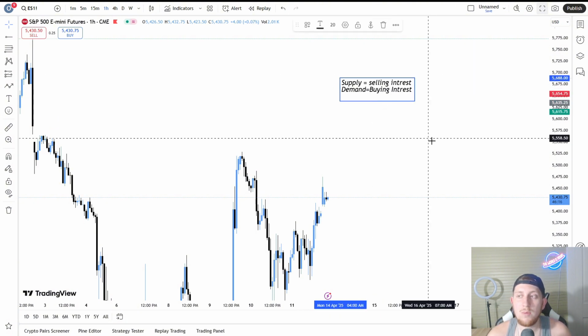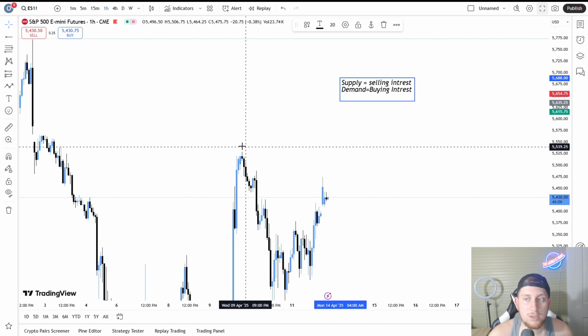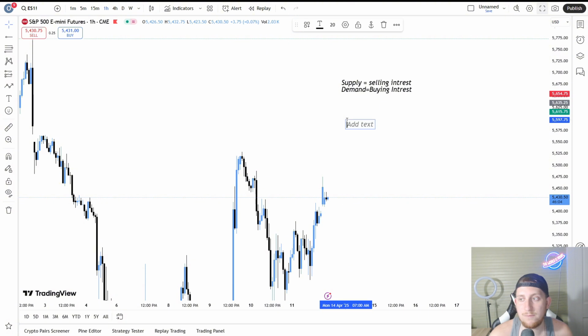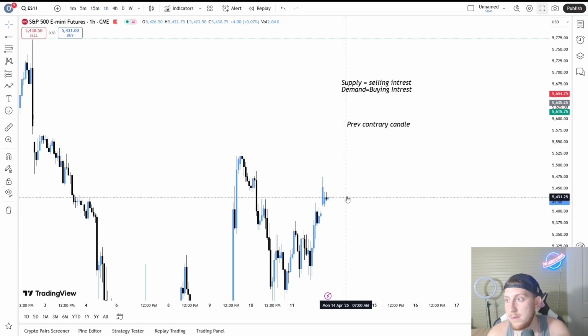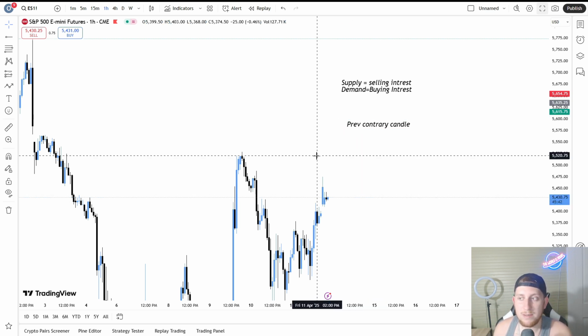Okay, now how do we find levels of supply and demand? The way you find levels of supply and demand is you look for the previous contrary candle on that time frame. So let's go ahead and just put this for right now. Previous contrary candle. That is what you're going to be looking for. Now, you guys are going to be asking yourself, what is a previous contrary candle? I'm about to show you right here.